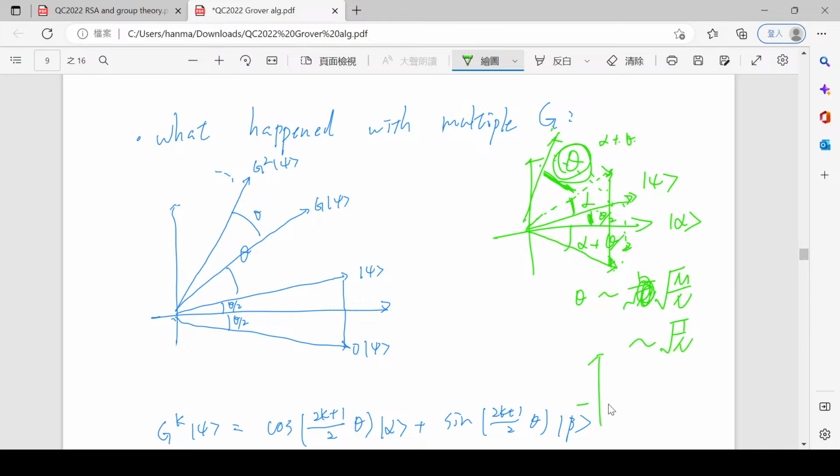So you need to do about square root N rotations to rotate your starting state to here. Okay. So that's why you do Grover's algorithm. If N is bigger, then this theta gets smaller, then you need to do more rotations to really stay up here. And once you rotate your state up here, you just do a computational measurement, you will get something, beta, which is a match item.